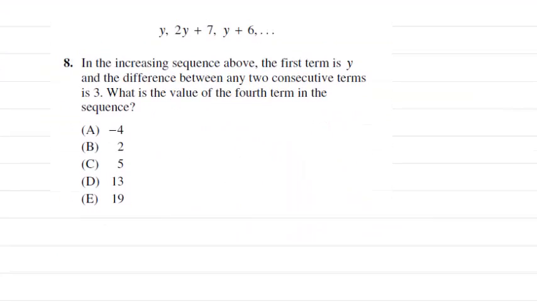Here's a problem from College Board's 2001 practice test. In the increasing sequence above, the first term is y and the difference between any two consecutive terms is 3. What is the value of the fourth term in the sequence?